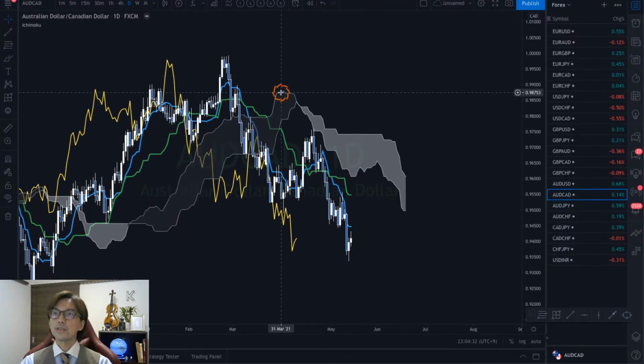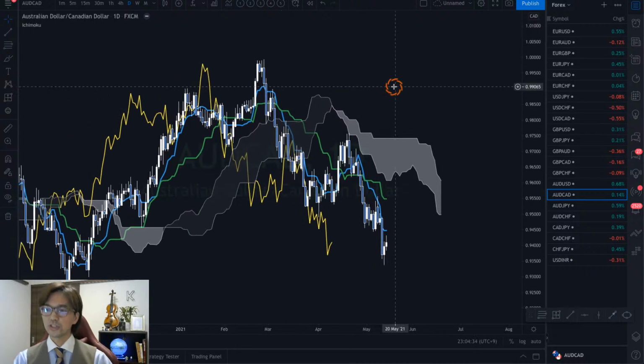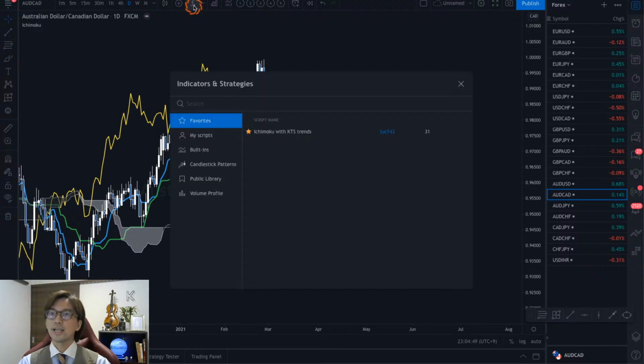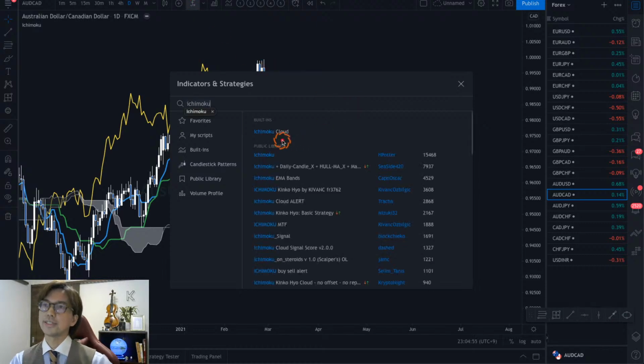In TradingView, the first and most commonly asked question is, which Ichimoku indicator are you using? I'm using the default indicator, called Ichimoku Cloud in TradingView. Simply go to indicators and strategies, search for Ichimoku, and you get this Ichimoku Cloud. This is what I'm using, because all the calculations are correct on this Ichimoku Kinko here on TradingView, and that's why I use Ichimoku Cloud as the default indicator. The displacement is correct, and the calculations are correct on this one.